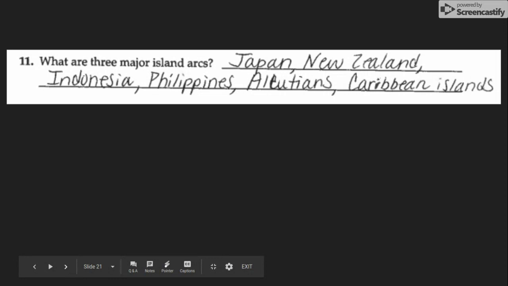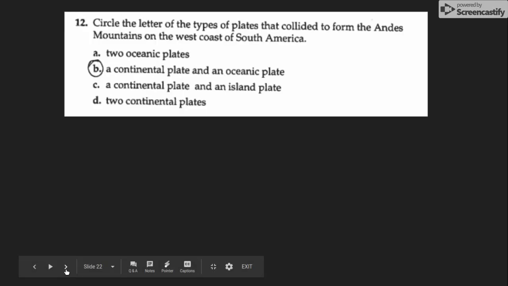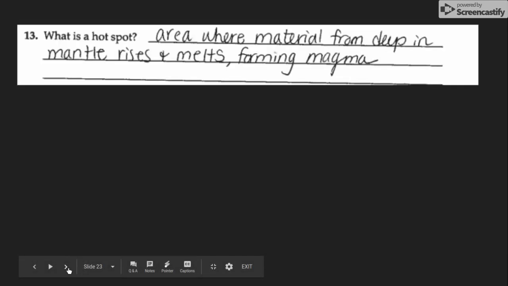What are three major island arcs? Japan, New Zealand, Indonesia, Philippines, Aleutians, and the Caribbean islands. Circle the letter of the type of plates that collide to form the Andes Mountains on the west coast of South America: a continental plate and an oceanic plate.